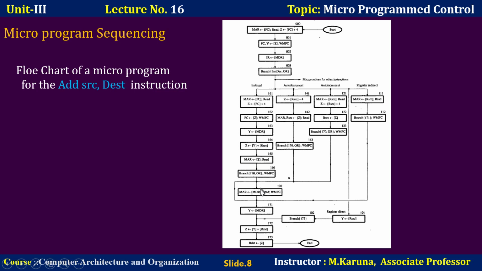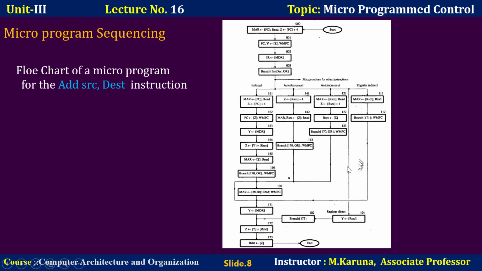Then jump to 170. At 170 we have the sequence of actions. Whatever address is sent to the memory, at that address the offset is available, and that offset will be loaded into the MAR register. Whatever data is present at that address will be transferred to Y, so Y gets the first operand. That first operand will be added to the destination register content, the second operand. After performing this add operation, the output will be transferred to the destination register through temporary register Z.